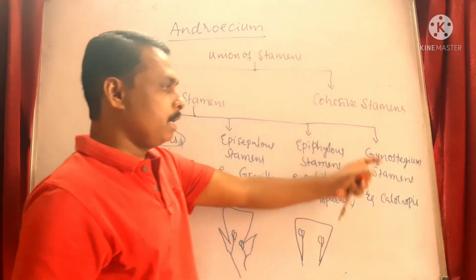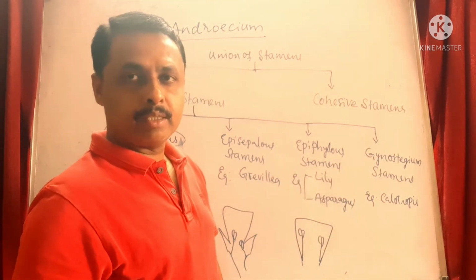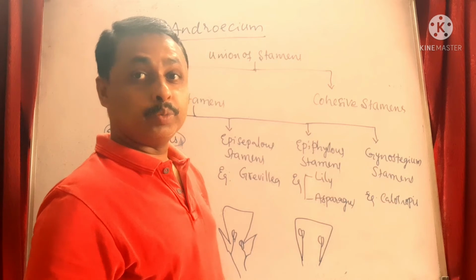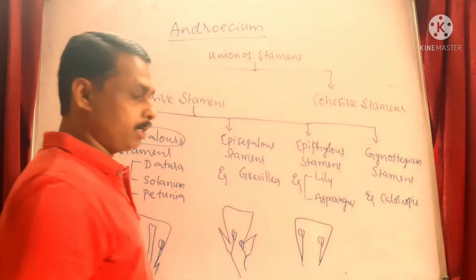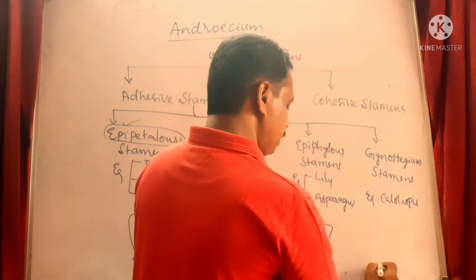The next one is gynostegium. Gynostegium means these stamens are attached to the gynoecium. The gynoecium is the fourth whorl of a flower, right? So this is the flower.